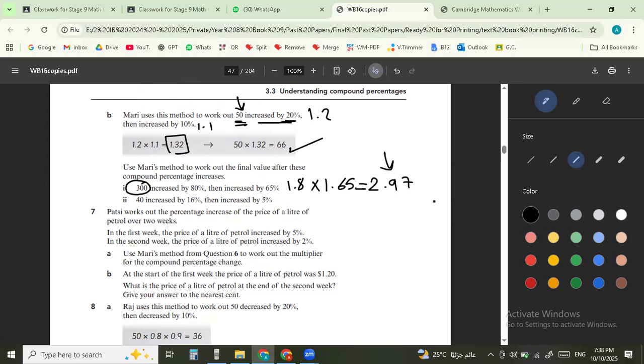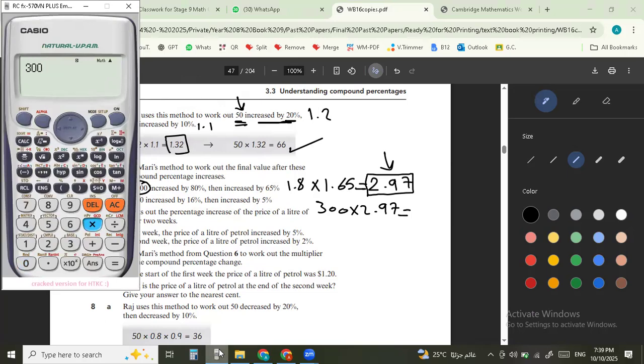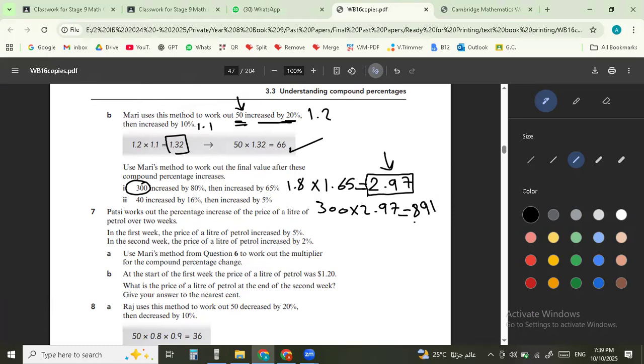No, no, no. I just have one single multiplier right now, which comes from multiplying the multipliers by each other. So it is going to be 300 times 2.97 equals 891. This is the new amount or the new value after the increase.